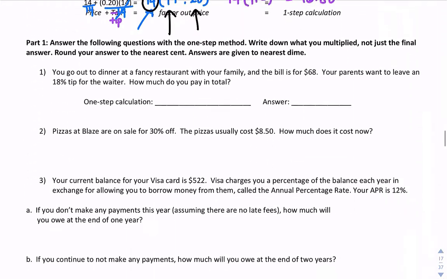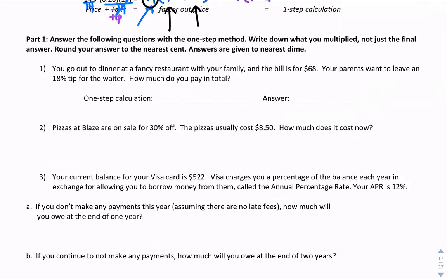So let's take a look at part 1. Answer the following questions with the one-step method. Write down what you multiplied, not just the final answer. Round your answers to the nearest cent. Answers are given to the nearest dime, it says. I'm not sure why it says that.